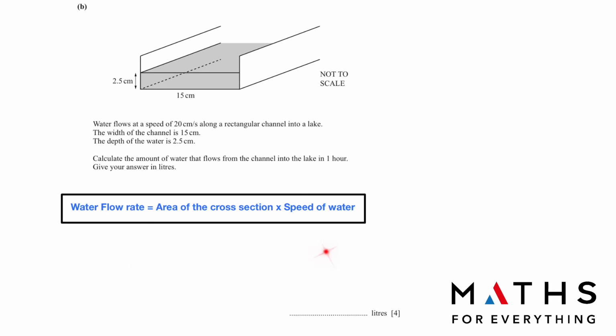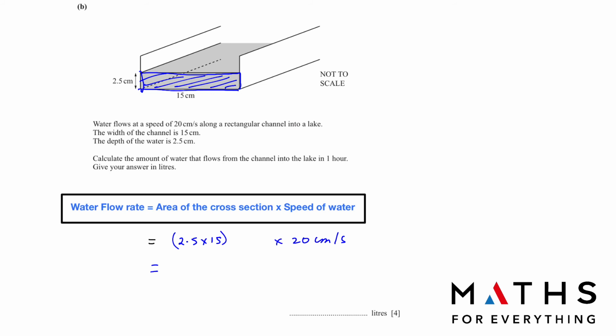You just need to know this. Water flow rate is equal to area of the cross section multiplied by speed of water. We already have the speed of water, 20 centimeter per second. Area of the cross section. What does that mean? This shape that you have here, it's a rectangular shape, okay? So you need to find this area. You know how to find the area? That is length times width. So 2.5 multiplied by 15.